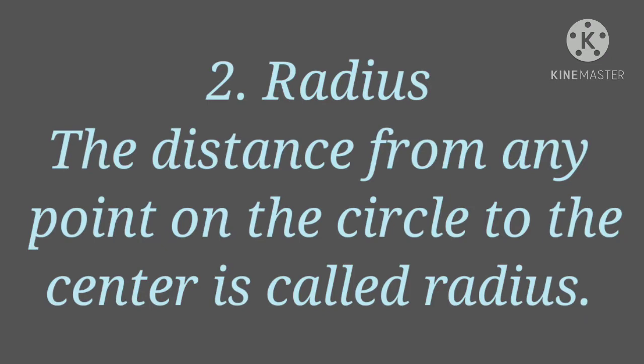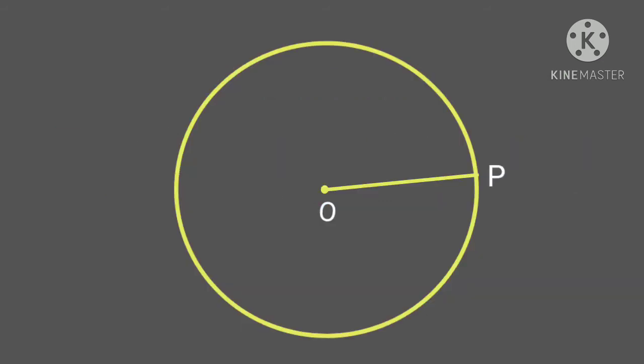Number 2, radius. The distance from any point on the circle to the center is called radius. See here, the distance from the point O to P is the radius. Likewise, anywhere we can draw a line from the point to the circle, and that is what the radius.